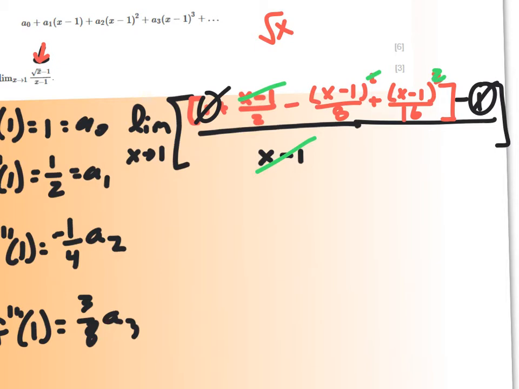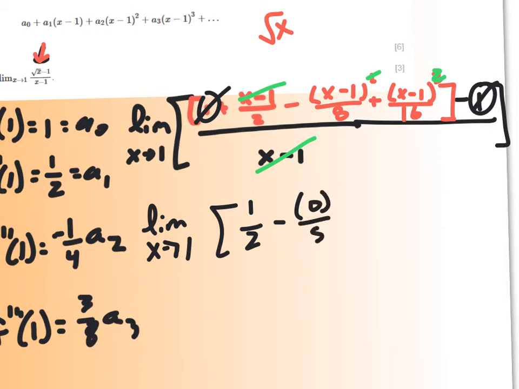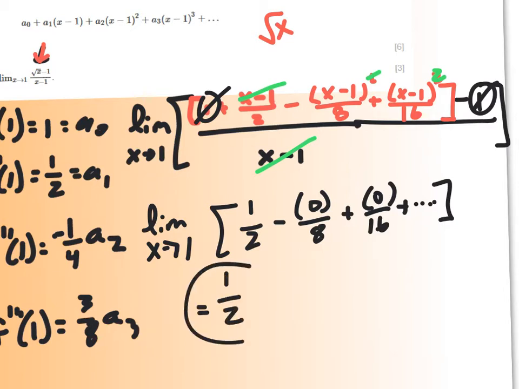Now, if I were to do a direct substitution, as x goes to 1 of this, I've got 1/2 minus what will end up being 0 over 8, plus 0 over 16, and down the line I'm going to get the same thing all the way across. My limit here is 1/2. So this is just a different way to do limits, which is actually quite awesome.